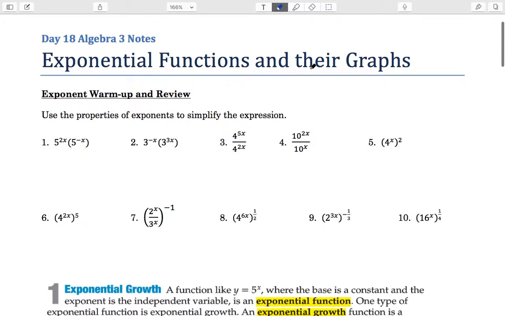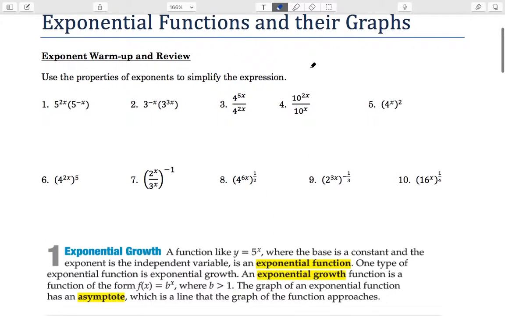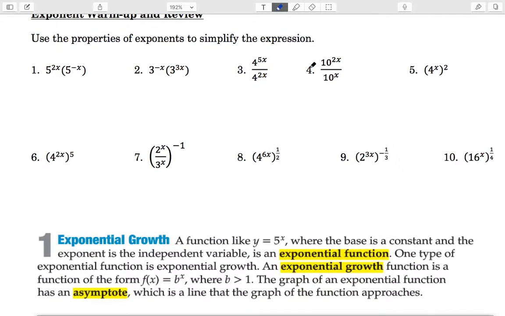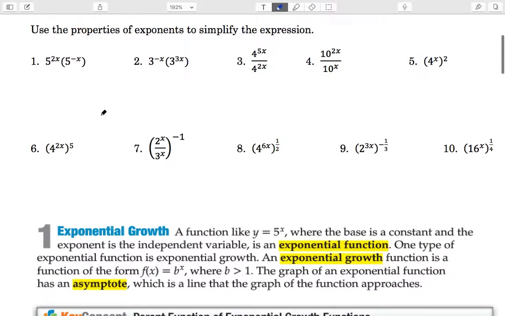Okay, so before we talk about exponential functions, let's do a few exponent warm-up problems, where we just get used to working with exponents, and then we'll break it down, and I'll tell you what may be new about this unit. So first of all, let's just go through a few of these.